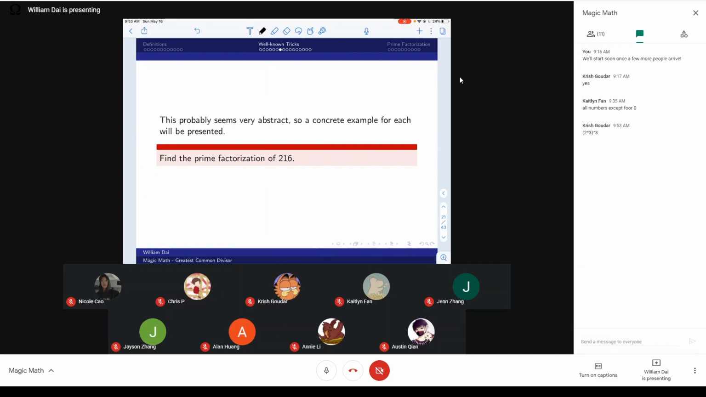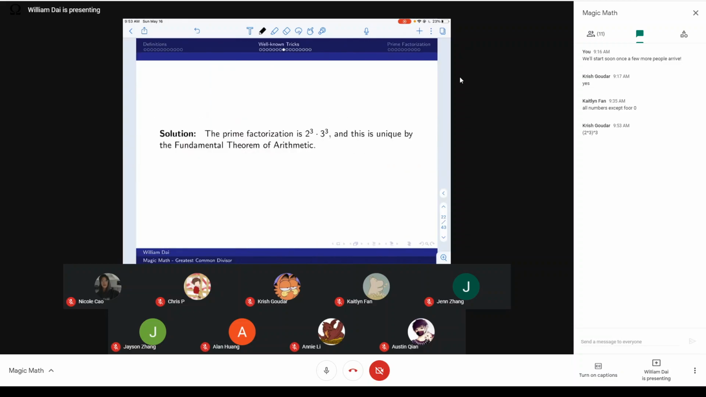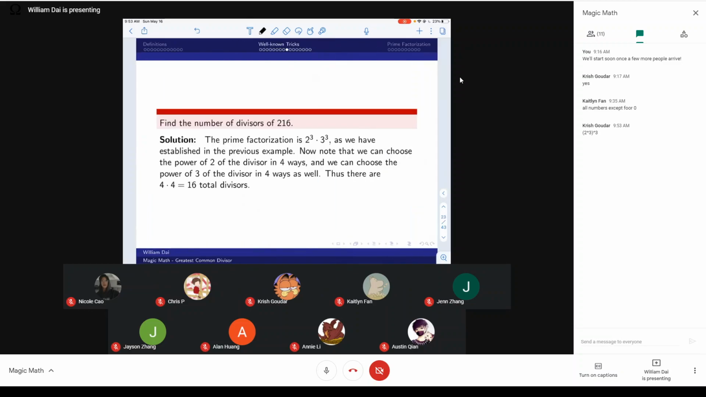Okay, yeah, Chris is correct. It's just this here, and this is unique by the fundamental theorem of arithmetic. Oh, okay. Whoops, the solutions are right on here, but finding them with the divisors of 216, using our prime factorization from before.